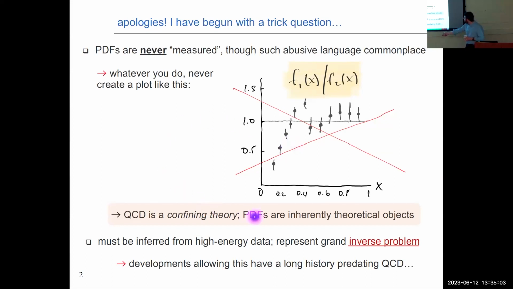So again, as I was just trying to say, you have to in fact infer these things from high energy data. And the process of doing so has a very long history that really goes back to the early days of QCD.